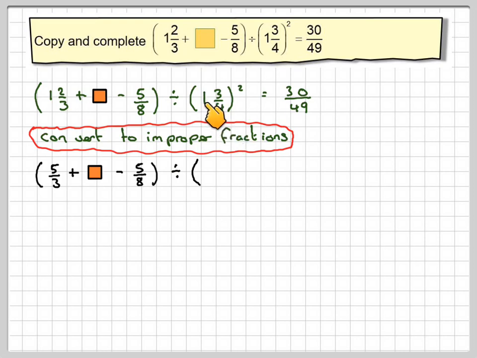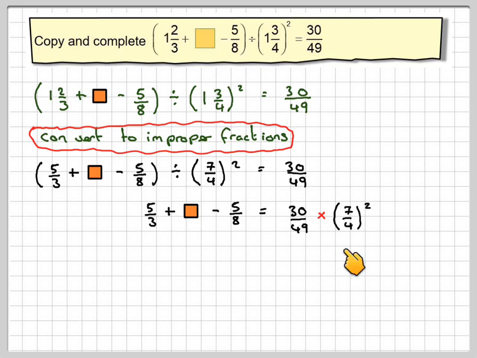This one is going to be 1 times 4 plus 3, which makes 7/4. It's still got it squared, is equal to 30/49. And then we're going to work our way towards the missing number by doing the opposite. So the opposite of dividing is to multiply.